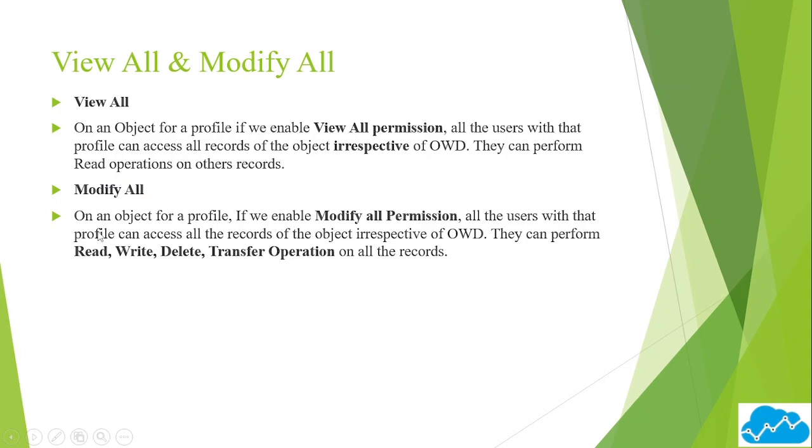Modify all on an object for a profile: if we enable the modify all permission, this setting is also done in the profile itself. All the users with that profile can access all the records of the object irrespective of OWD. They can perform read, write, delete, transfer operations on all the records. So if the modify all setting is on at the profile level, then the user can perform all the operations on all the records. No matter what access is there, they can perform all the operations.